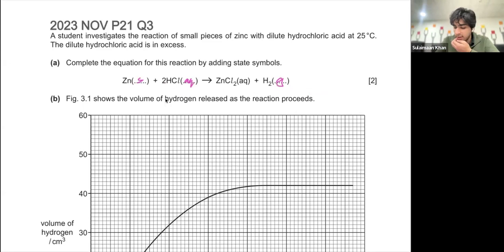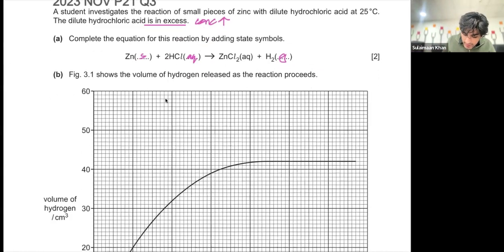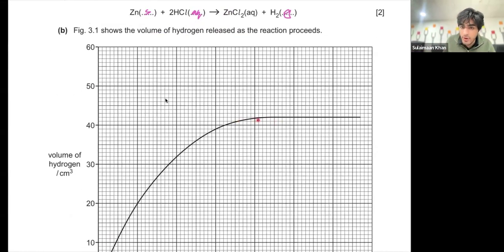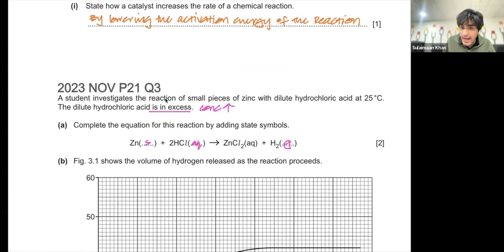Now it says a student investigates the rate of the reaction of small pieces of zinc with dilute hydrochloric acid at 25 degrees Celsius, and acid is in excess. This is such a beautiful question. Acid is in excess. If the acid is in excess and you increase the concentration of acid, will it have any impact on the amount of volume of hydrogen formed? If acid is in excess and you increase the acid's concentration, it's in excess. Remember, you calculate the amount of products with the limiting reactant, not the excess reactant. Obviously with the limiting reactant, right?